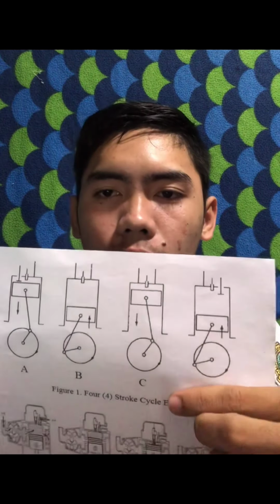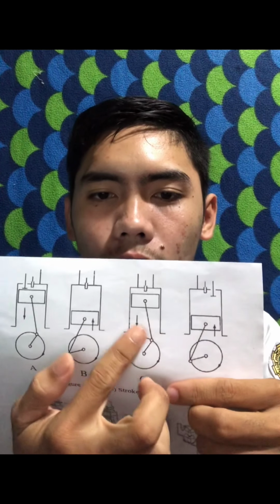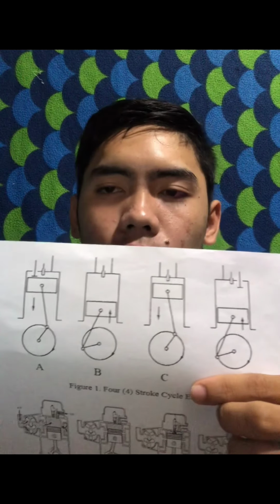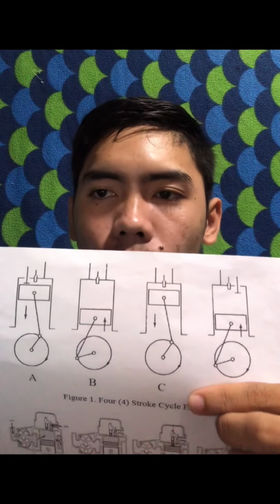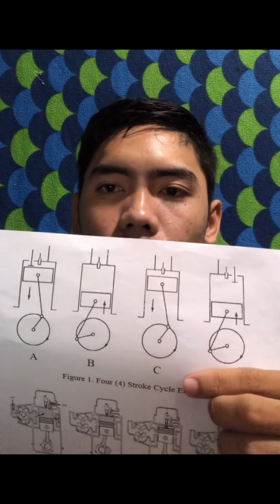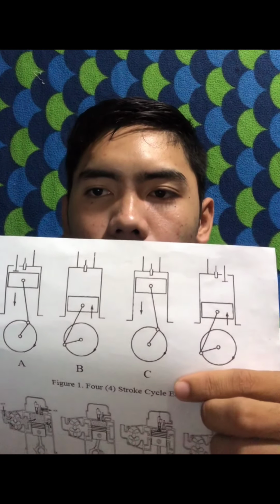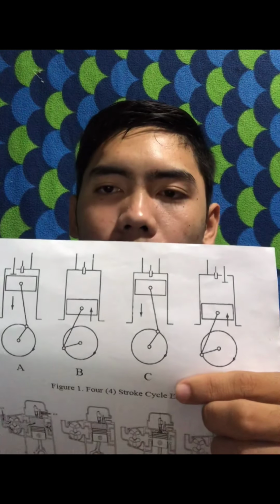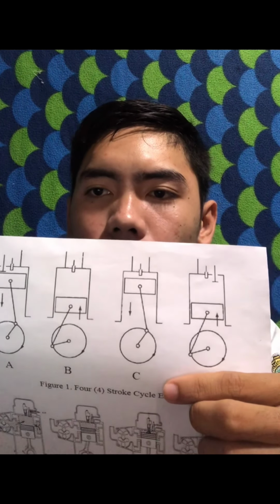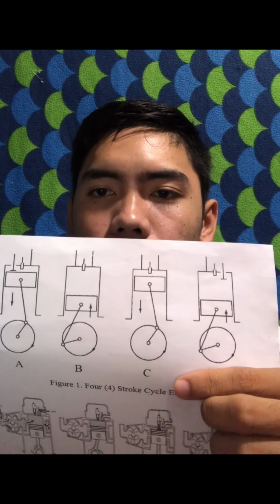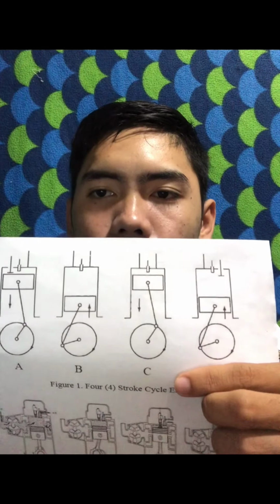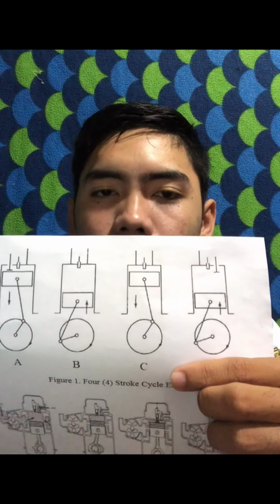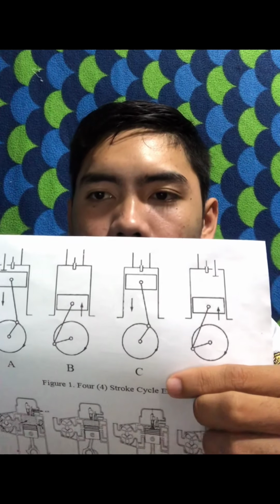C is the combustion. This is the combustion, also known as power or ignition. This is the start of the second revolution of the 4-stroke cycle. At this point, the crankshaft has completed a full 360 degrees revolution while the piston is at top dead center.